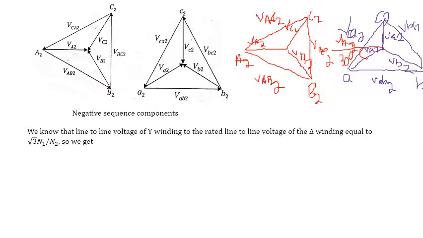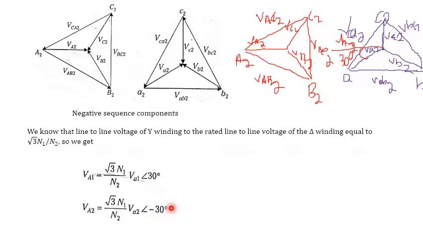Let's consider that we know the line to line voltage for the star connected winding relative to the line voltage of the delta, which we can write as root 3 times N1 by N2. So we get capital VA1 equal to root 3 times the ratio N1 by N2 with respect to small VA1 at an angle of 30 degrees, and capital VA2 equal to root 3 times N1 by N2 at an angle of minus 30 degrees.